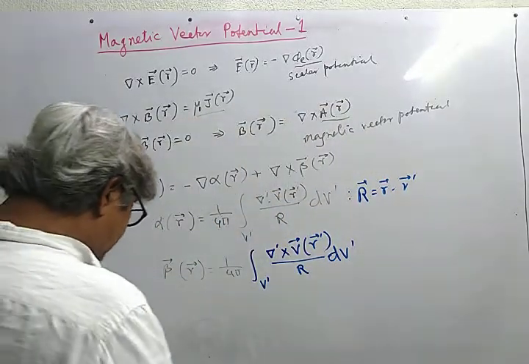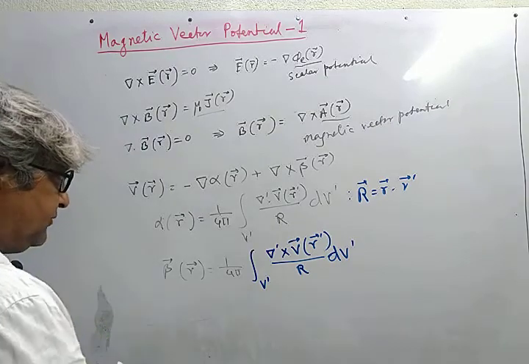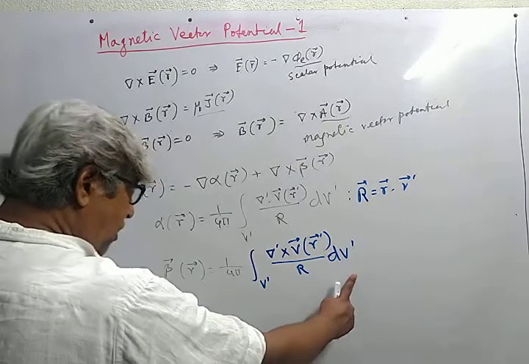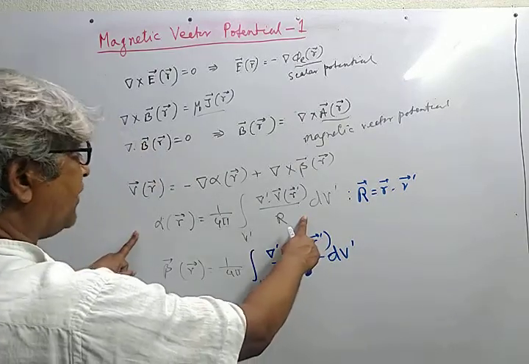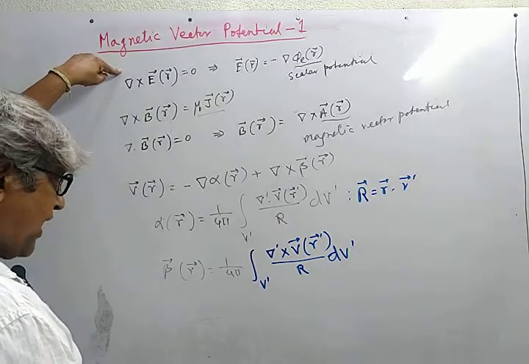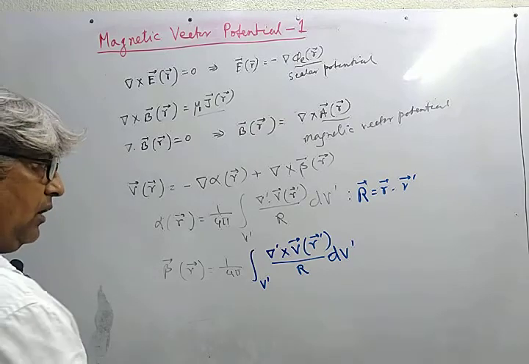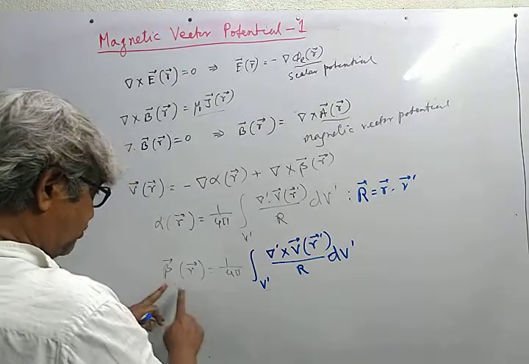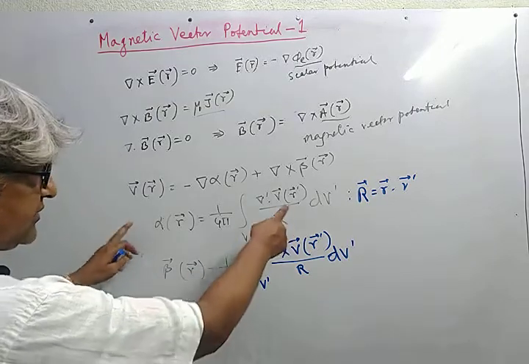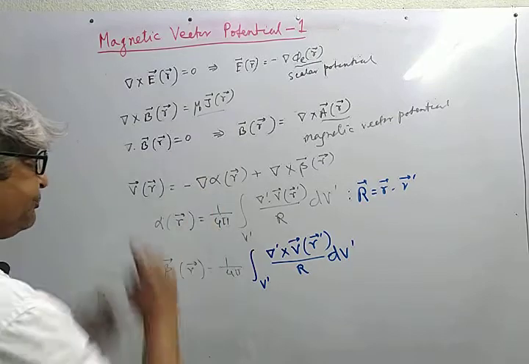So you see that if the curl of the vector field is zero, then there is no vector potential. Only scalar potential survives. That is the case with electrostatics. But for magnetostatics, the curl is non-zero, that's why the vector potential is there, and since the divergence is zero, there is no scalar potential.